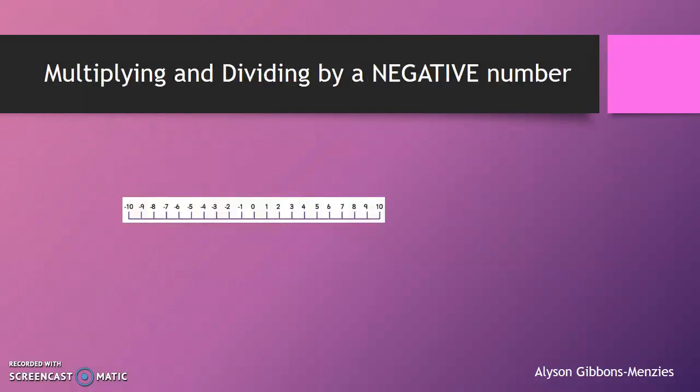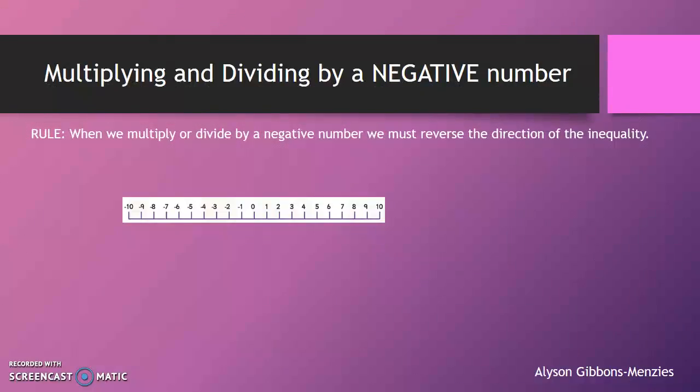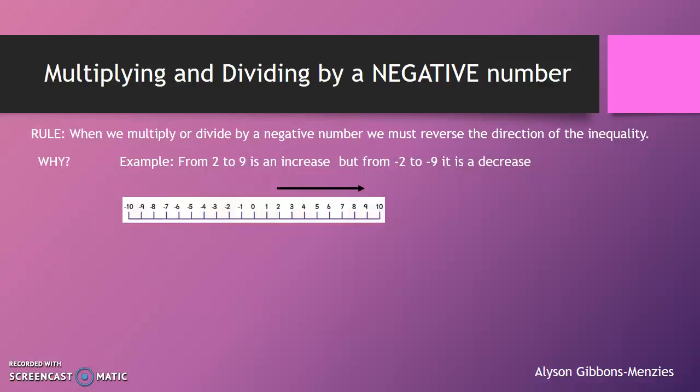Multiplying and dividing by a negative number. When we multiply or divide by a negative number, we must reverse the direction of the inequality. Why is this? Well, look at this example. Let's go from 2 to 9. From 2 to 9 is an increase. But if we go from -2 to -9, we are now decreasing. So it's important that when you divide or multiply by a negative number, you change the direction of the inequality.